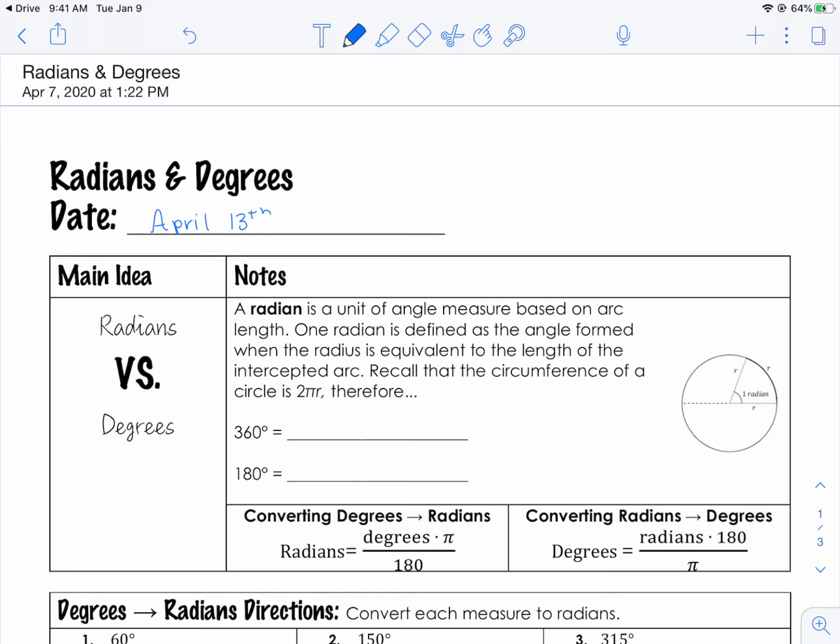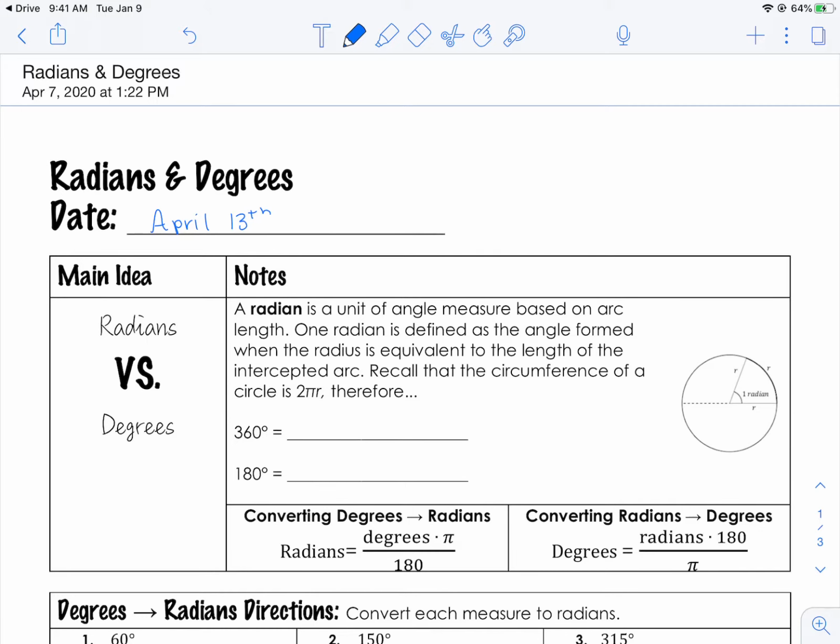So we kind of talked about this when we did trigonometry, how we switched our calculator over to degree mode because we measured angles in degrees. You can also measure them in radians. And so what a radian is, it's a unit of angle measure based on arc length. So 1 radian is defined as the angle formed when the radius is equivalent to the length of the intercepted arc. Recall that circumference of a circle is 2 pi r.